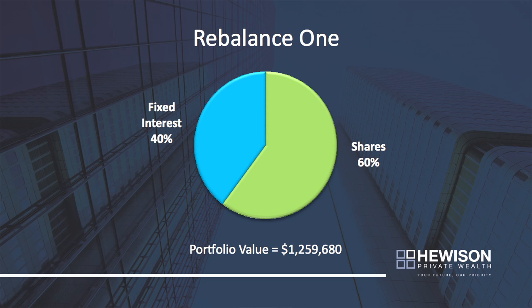So now that our portfolio has grown in value, how does this affect our initial asset allocation that we set up? Given the strong performance of the share market, you can see by this pie chart that the share exposure has now risen to 60%. At the same time, the fixed interest exposure has remained constant at $500,000, but given the rise in the shares, the fixed interest exposure in percentage terms has actually fallen down to 40% now.